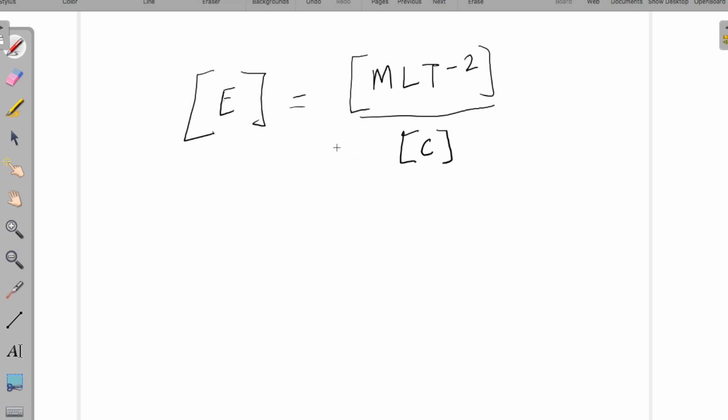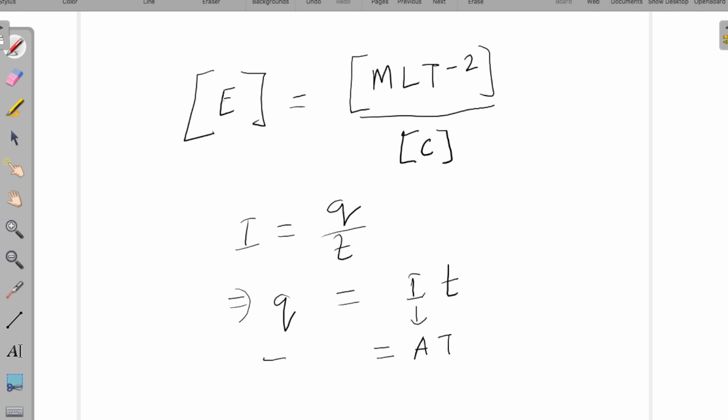But this dimension of charge can be written like this, because we know that the current I is equal to charge q by time. From here you can see the charge q can be written as current I multiplied by time. So the unit of current is ampere A and the time is T. So the dimension of charge, now charge q, can be written as AT. So in this equation we will now substitute the value of the dimension of charge, AT.